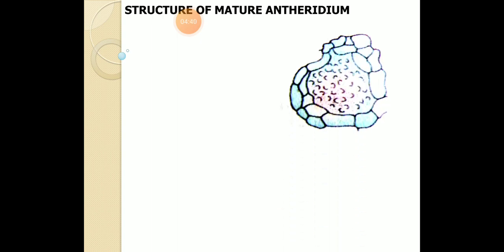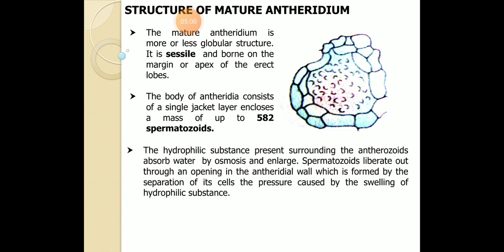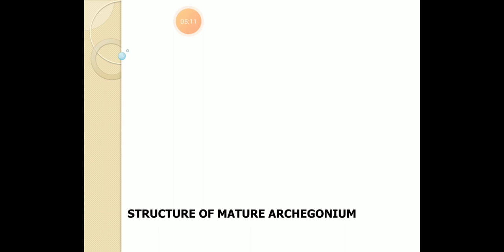This is the structure of the mature antheridium. The male gametophyte structure is called the antheridium. The antheridium is a more or less globular structure, sessile in nature, borne on the margins of the prothallus. The body of the antheridium consists of a single jacket layer enclosing masses of spermatozoids, and in the center you will find the spermatozoids. They are hydrophilic, and the antherozoids very easily come in contact with water and swim in the water current.